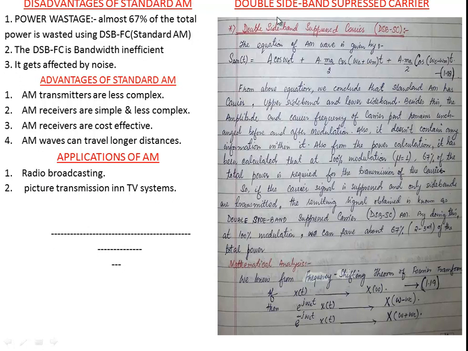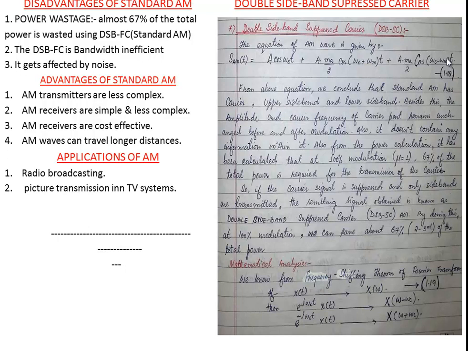The next point in your syllabus is double sideband suppressed carrier. Here we have two sidebands, but the carrier is not present. The equation of the AM wave is given by s_AM(t) = A cos ωct + (Aμ/2) cos(ωc + ωm)t + (Aμ/2) cos(ωc − ωm)t. This is the equation you already studied in the previous lecture, lecture 2. From the above equation we can conclude that standard AM has a carrier, an upper sideband and a lower sideband.